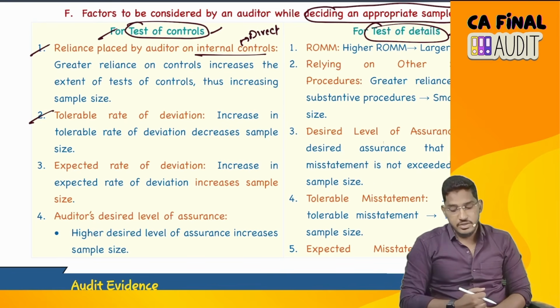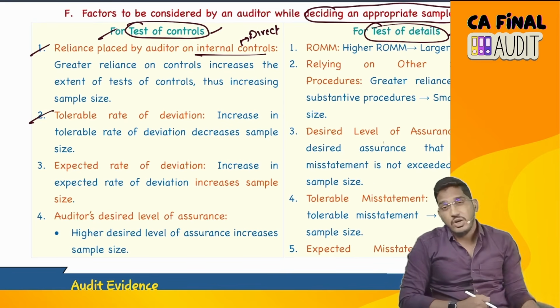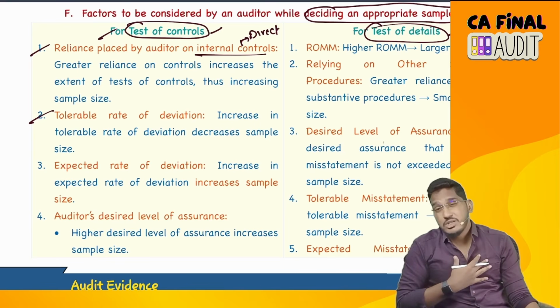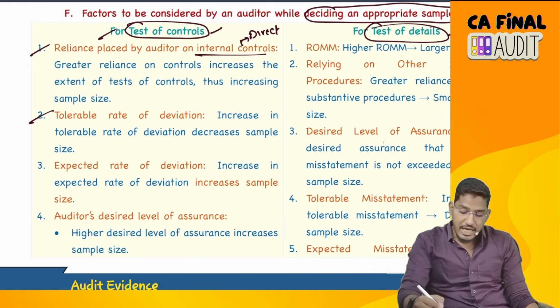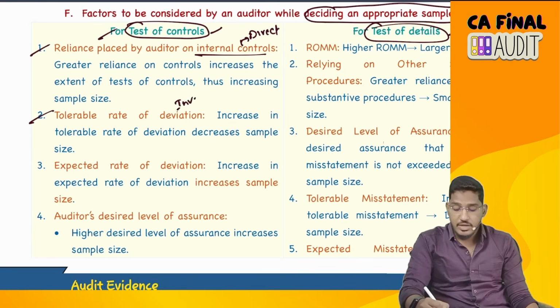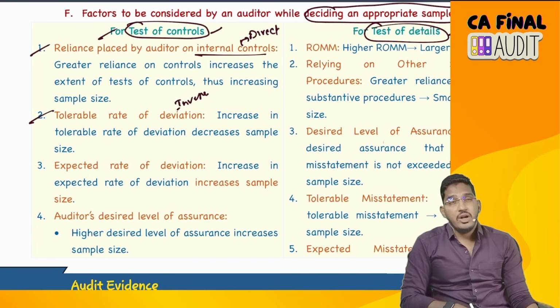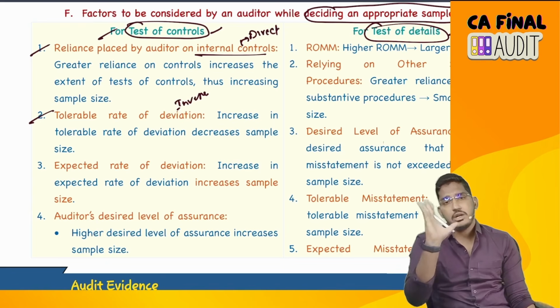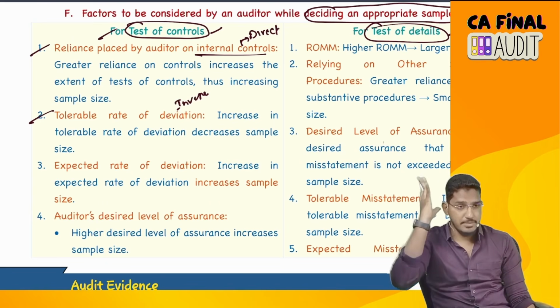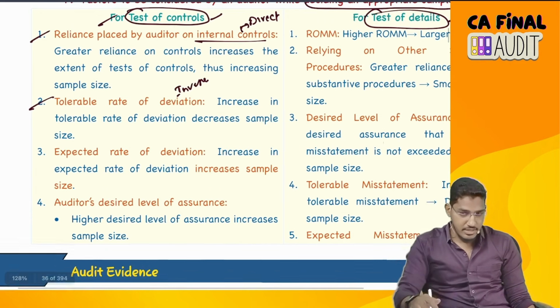Tolerable rate of deviation. It depends on how much deviation the auditor is willing to tolerate. Here there will be an inverse relationship. If the tolerable rate of deviation is high, that means the auditor is willing to tolerate more and accept more risk, so he will go for smaller sample sizes. On the other hand, if the auditor's tolerable deviation is very low, and he is not at all willing to tolerate any deviation, then he has to go for a bigger sample size. So here he will have an inverse relationship.